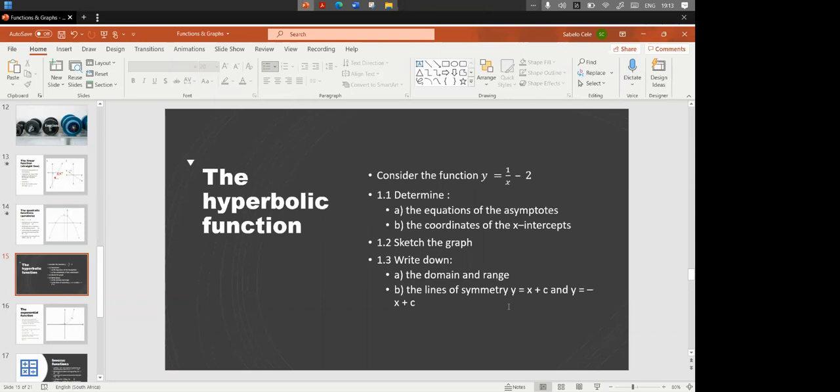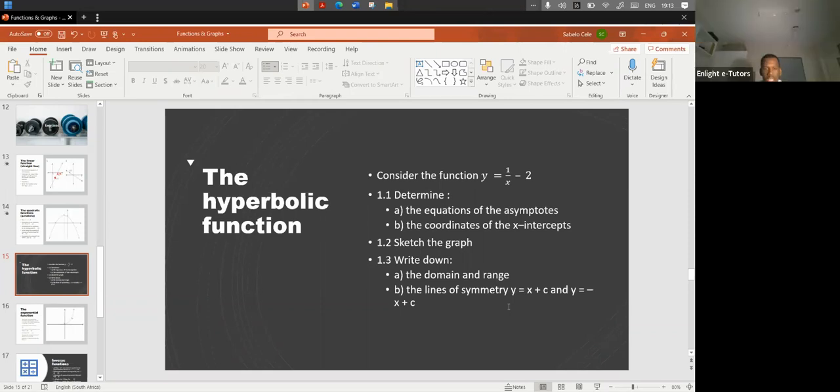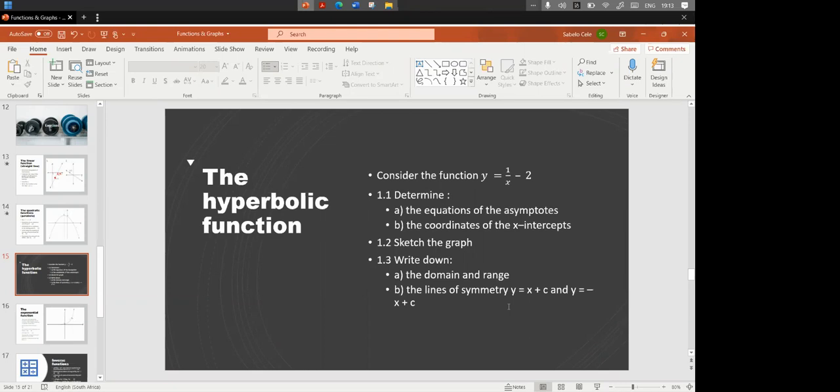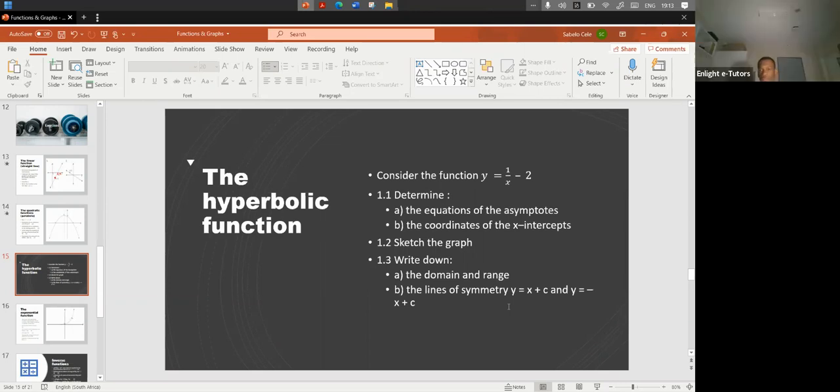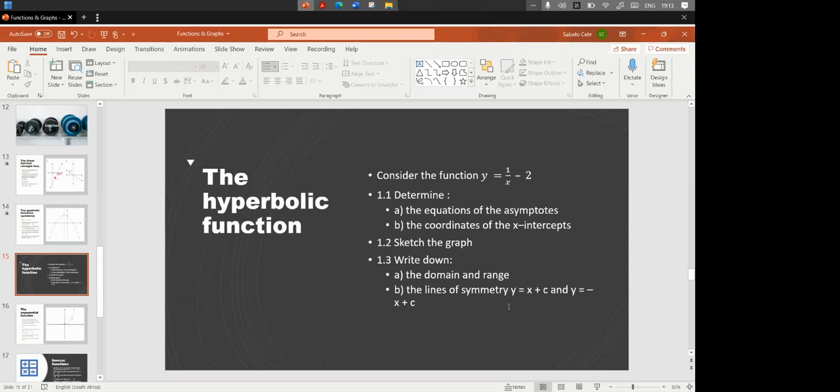Now, just tell me about the quadrants. It's the first, second, third, and fourth. Where is your graph going to lie? It's going to be in the first and the third quadrant. Very good. That's it. You understand? It's just easy like that.